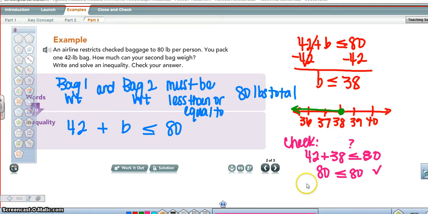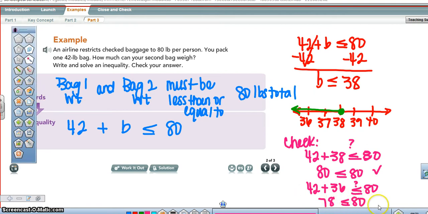Like, let's try 36. If the first bag's 42 and the next bag is 36, will that be less than or equal to 80? Well, 42 plus 36, that's 78. And yeah, that is less than or equal to 80. So the less than part of our statement also checks. So it is true that the weight of the second bag can be less than or equal to 38 pounds.